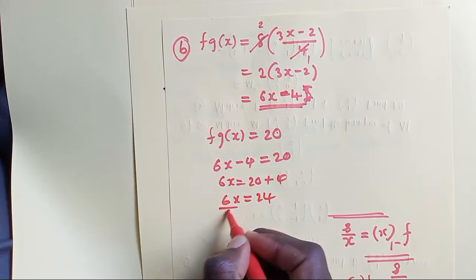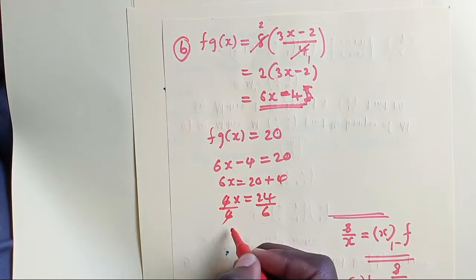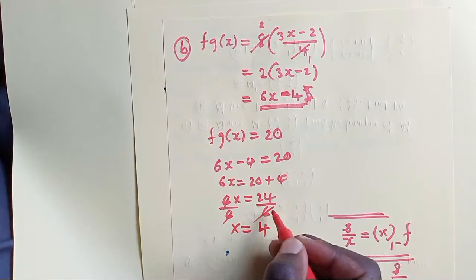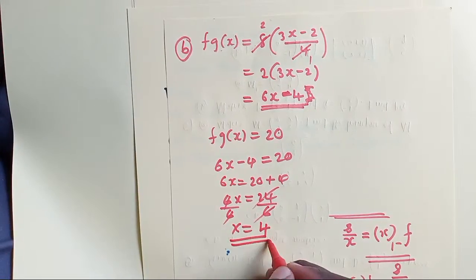Divide 24 by 6, divide by 6. You find that our x will be equal to 4, because 24 divided by 6 is 4.